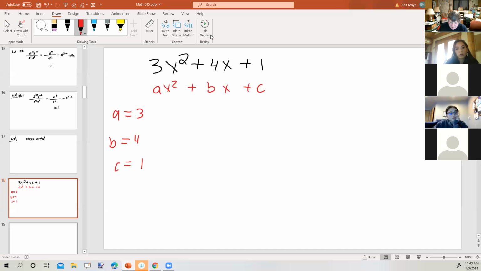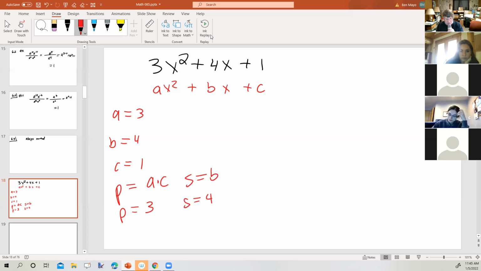The next thing I'm going to do is form the product of a times c. In this case, 3 times 1, so the product is 3, okay? So in the previous section, the product was whatever that constant term was out at the right end. Now the product is a times c. And the sum is still equal to b. So the sum is still equal to that middle number. So the product has changed, but the sum is still that middle term's coefficient. All right. So the product is 3 and the sum is 4.